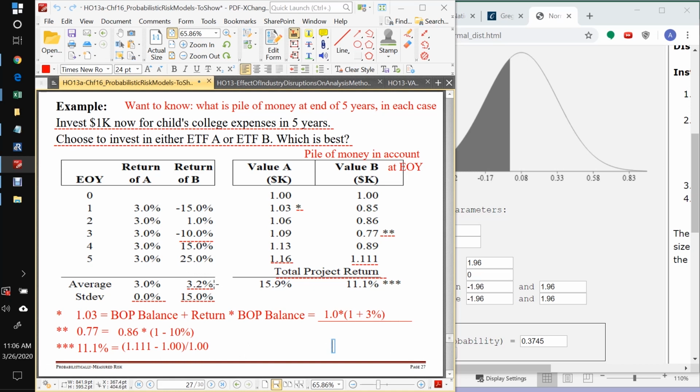So if you have a long-term multi-period investment, don't be fooled by just the average annual return. You also have to think about how volatile are those returns. And if they're volatile, you're going to have a degraded total project return because of that volatility drag.